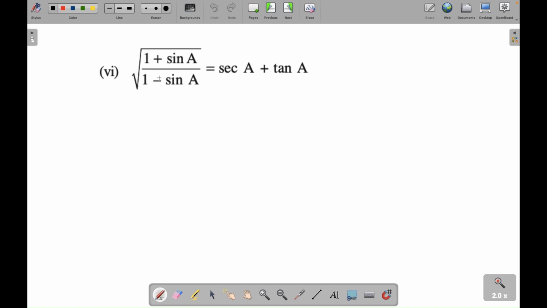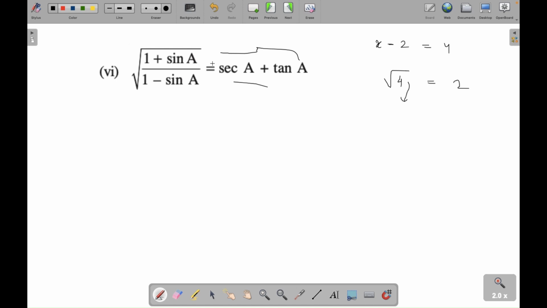Then you have root over 1 plus sine A upon 1 minus sine A is equal to sec A plus tan A. How will you think about this question? You have 1 plus sine A upon 1 minus sine A under the square root, and I know that I cannot simplify this sine A any further. If I had tan A, I could have written it as sine A upon cos A. If it was sec A, I could have written it as 1 upon cos A and then simplified it. But it is not possible here because it is already sine A.